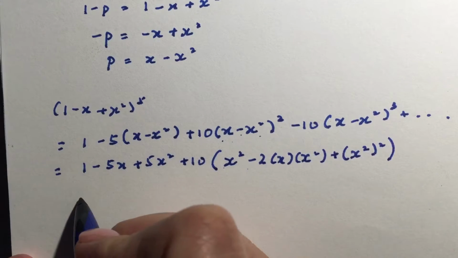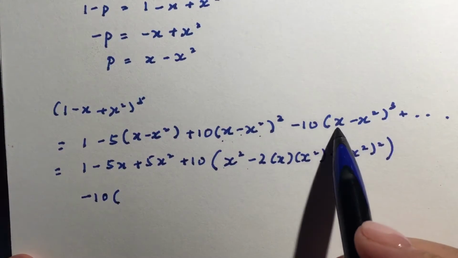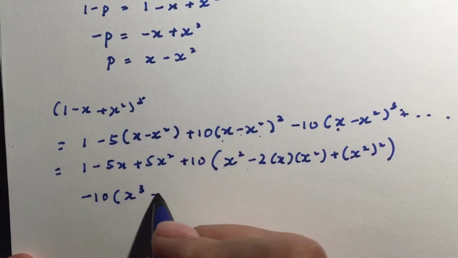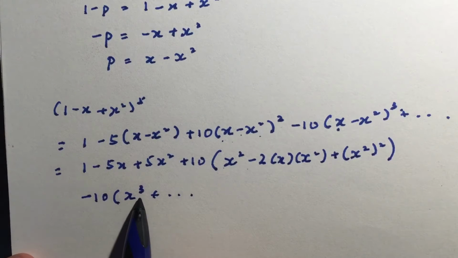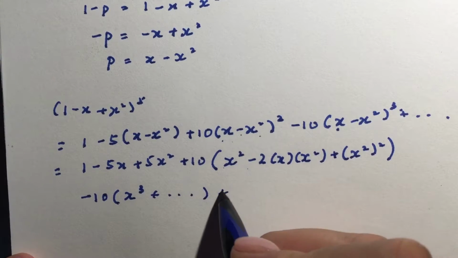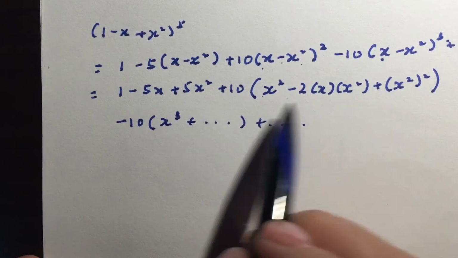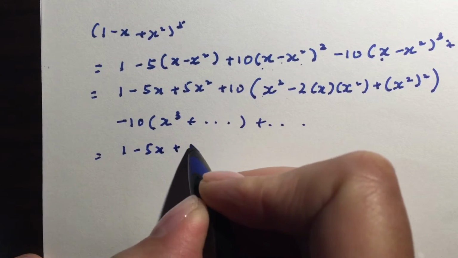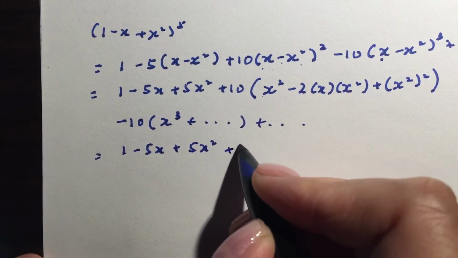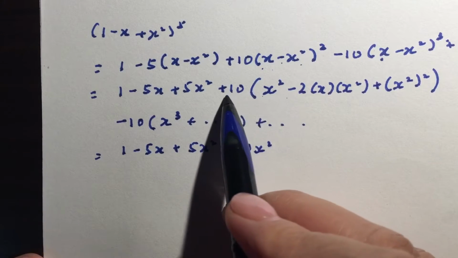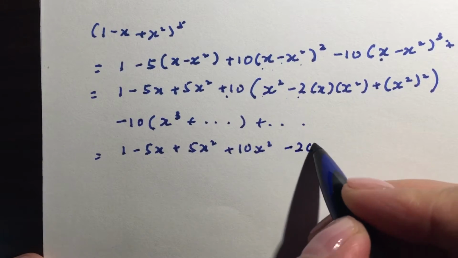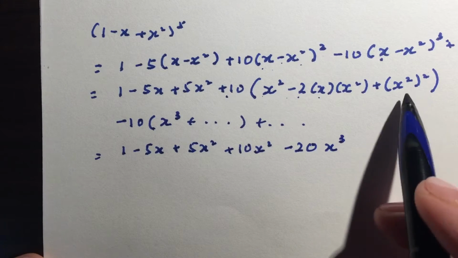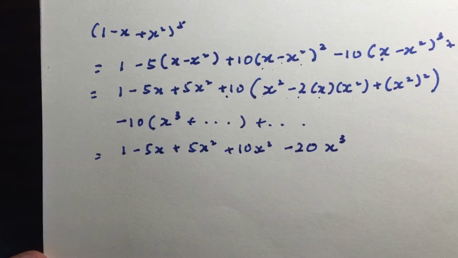Then finally for the last one we have minus 10. Now this first term, if this is power 3, I will have x cubed. I'm not going to bother with the other terms because I am only interested in up to x cubed. So let's have an expansion for this other term as well. I'm just going to copy from the earlier one, 1 minus 5x plus 5x squared plus 10x squared. 10 times negative 2 will give me negative 20. x times x squared will give me x cubed. And I'm going to forget about this because this will give me power of 4, so I don't have to bother about it.